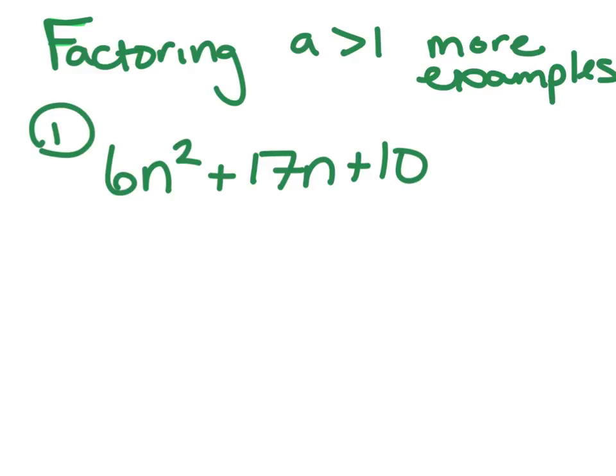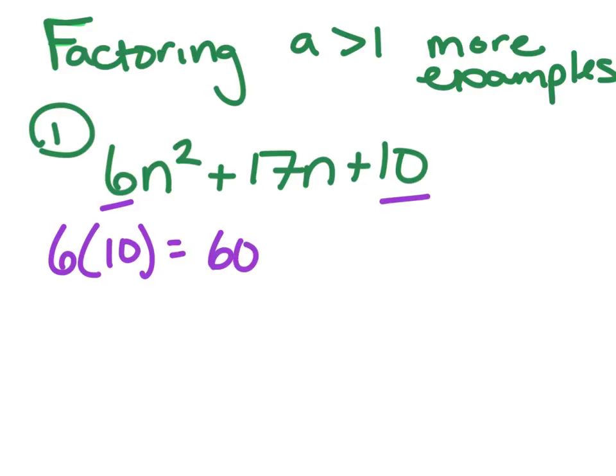All right, so let's go over a few more examples of when a is greater than 1. So again, we're going to take our 6 and our 10. We're going to multiply that. So our new product is going to be 60. Next step, like we've done in the past, is we're going to write out all of our factors of 60. So you have 1 and 60, 2 and 30, 3 and 20.